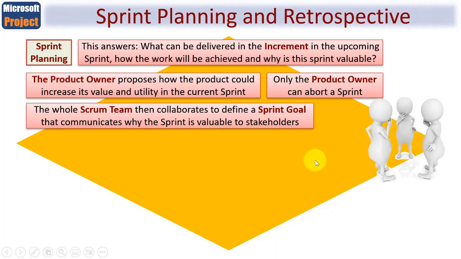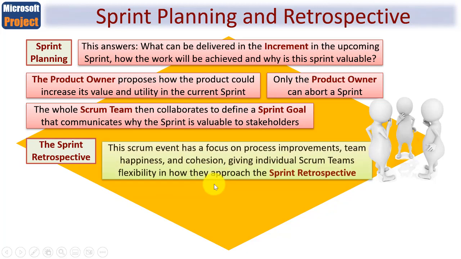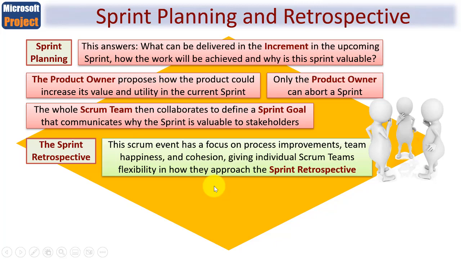Okay, let's now look at the sprint retrospective. We know this is looking back and looking for improvements. Let's see the sort of things we want to look at here. This Scrum event has a focus on process improvements, also on team happiness, making sure everyone's working well with high motivation, and team cohesion. And this in and of itself gives individual Scrum teams flexibility on how they approach the sprint retrospective. And again, how the sprint retrospective is run should not be prescriptive. There are many ways in which the team can determine this information.